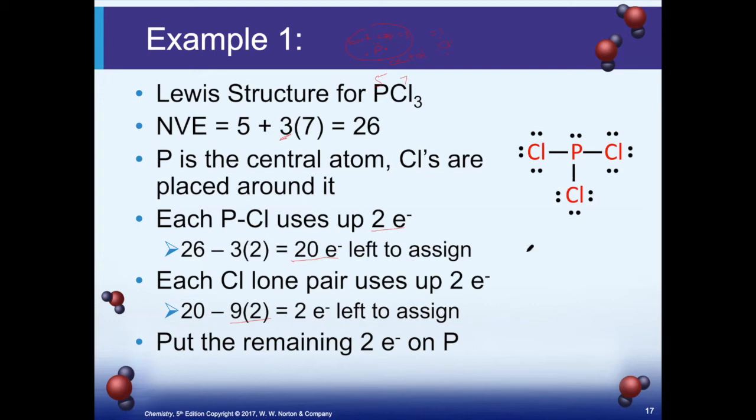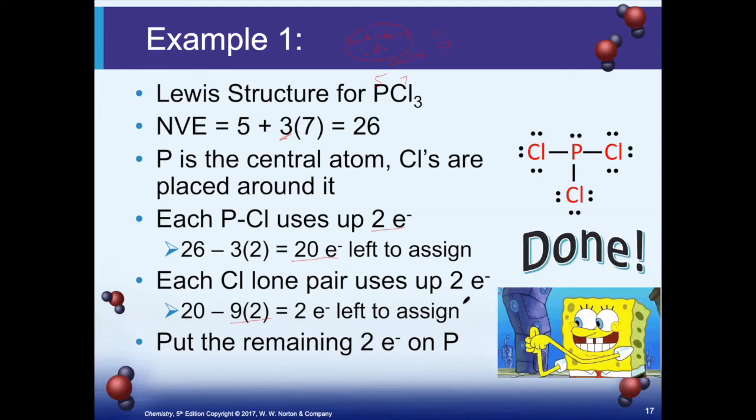And that really tells me that I'm done because everybody has an octet now. This phosphorus has 2, 4, 6, 8. These chlorines, we already established they have 8 electrons. And I've used up all of my electrons now. My 26, all of them have been used up. So we're done.